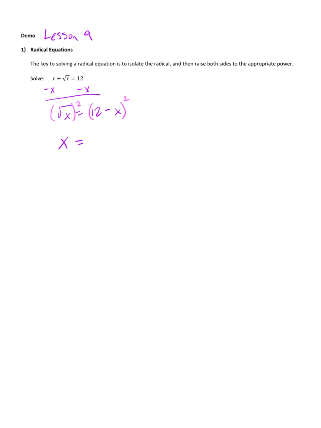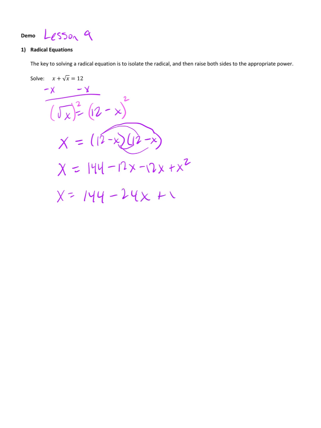And 12 minus x squared, that means 12 minus x times 12 minus x, and we have to FOIL that out. Very common mistake people make here is to write 12 squared minus x squared. But we have to do the whole multiplication out. So when I FOIL this, 12 times 12 is 144. That's first. Outer, minus 12x. Inner, minus 12x. Last, plus x squared. So we have x equals 144 minus 24x plus x squared.